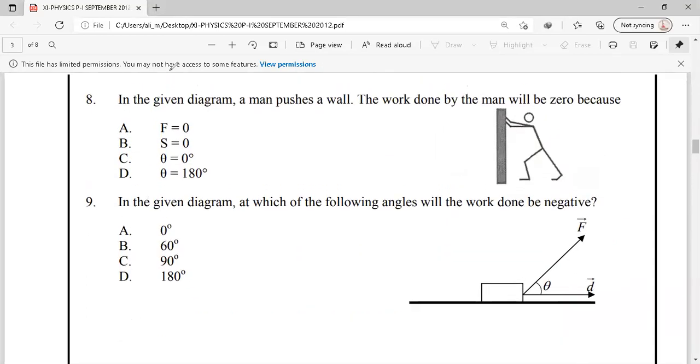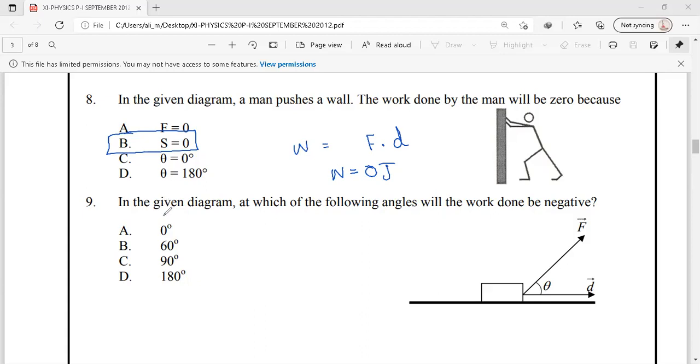Let's see question number 8 and 9. In the given diagram, a man pushes a ball. The work done by the man will be 0. So this man is pushing the ball with a force F, while the work done is equal to force dot displacement. So force is there, but there is no displacement in the ball. The displacement is 0. That's why the work done will be equal to 0 joules. So the reason behind the 0 work is such that the displacement of the ball in the direction of force is 0. So option B is the right answer.